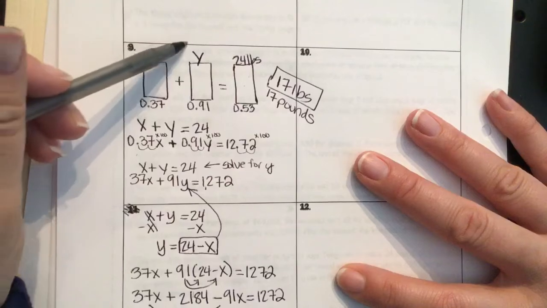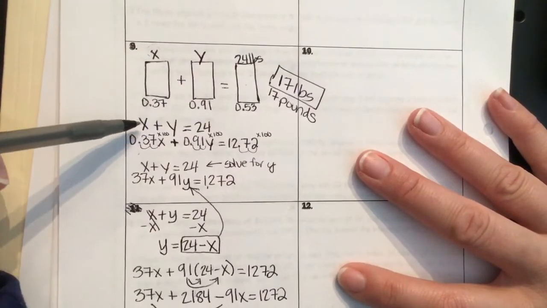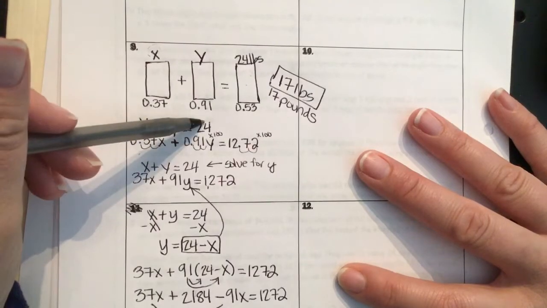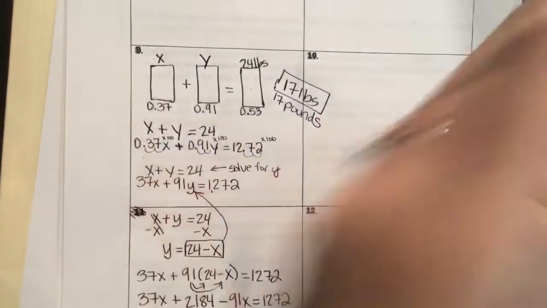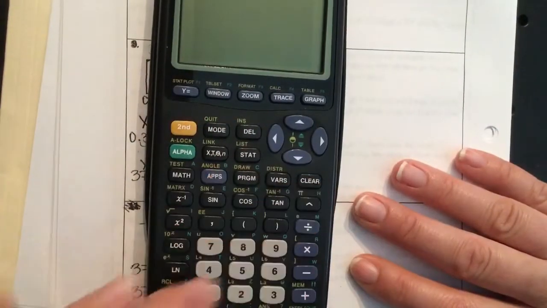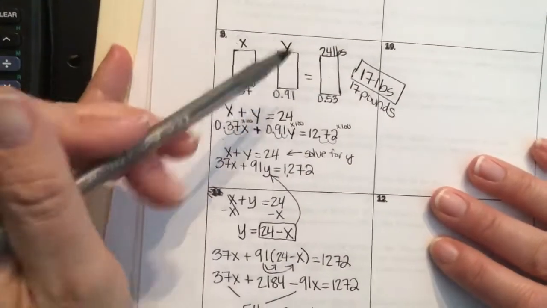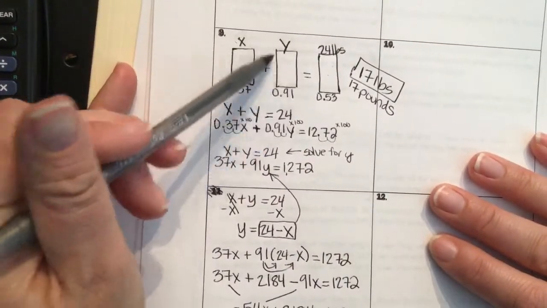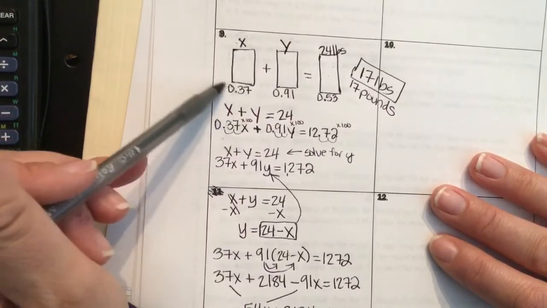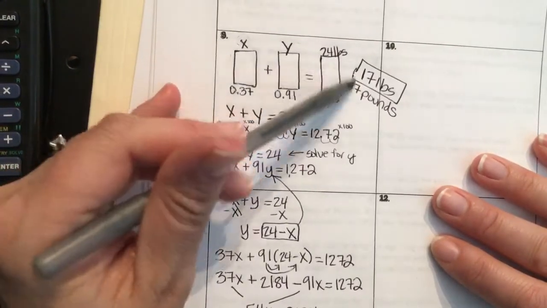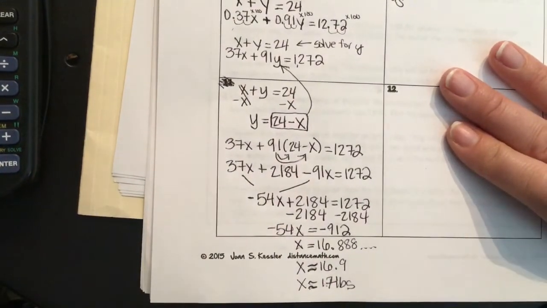The more expensive mixture then would be, because I said both of them need to add to 24, so it'd be 17 plus something equals 24, so you could just subtract 17 from 24, and that's 7. So there's about 7 pounds of the more expensive mixture, 17 pounds of the cheaper mixture to get your 24 pounds. All right, and that is how you do that problem.